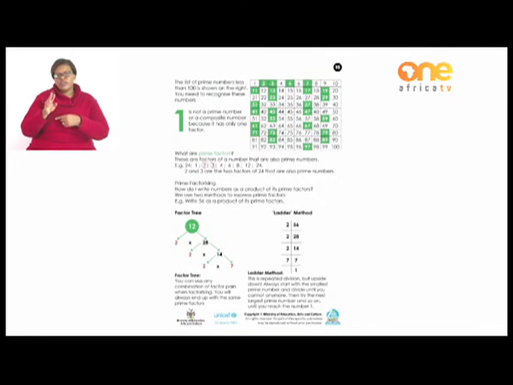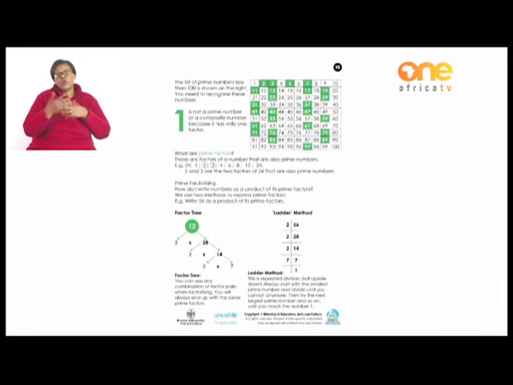So, moving to the ladder method, we are halving from top to bottom. 56 halved, you get 28. You divide by 2, you get 14. Divide by 2, you get 7. And 7 divided by 7, of course, you get 1. So, the numbers on the left side are prime factors, which are 2 and 7. And that is how you have to use the ladder method.